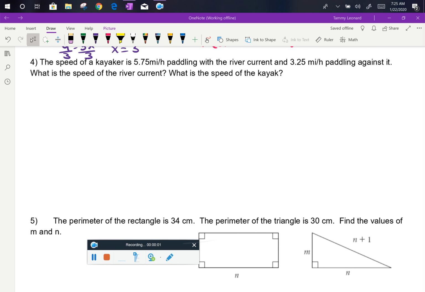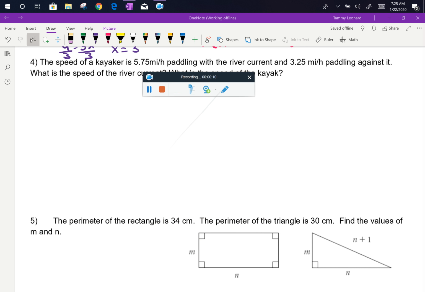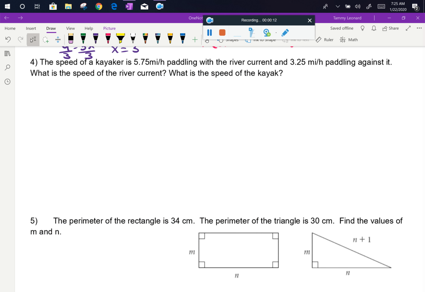The speed of a kayaker is 5.75 miles per hour paddling with the river current and 3.25 miles per hour paddling against it. All right, if you've ever swam or boated in a moving body of water, you know that if you're going downstream, the water is helping you to move faster in the direction you intend. But when you're going upstream, the water is working against you and it makes it harder for you to go in the direction that you wish.